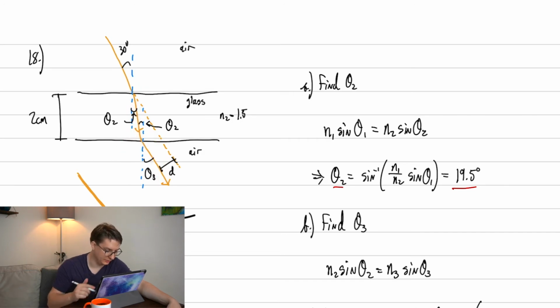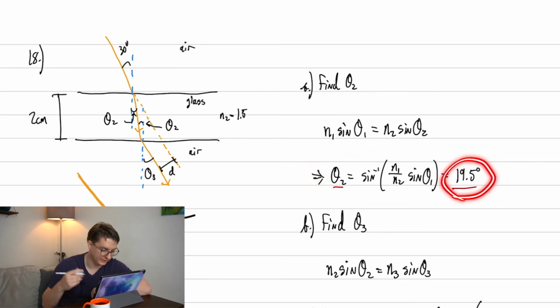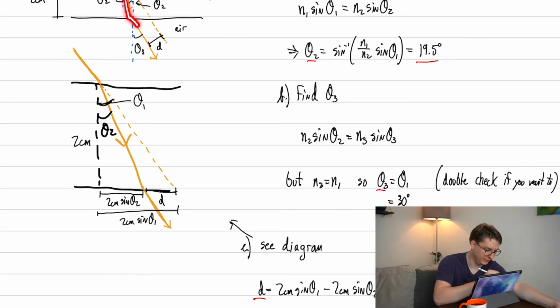So the first thing is we're told that this is air, so the index of refraction is 1, and this is glass, index of refraction is 1.5. So first thing, we want to find this second angle here. So we can do what we did in the last problem and pull that equation and get this angle, 19.5 degrees, okay? So now we want to find this third angle, so it bends here, and we get a third angle that pops out here, and we're told that it's also going to be air.